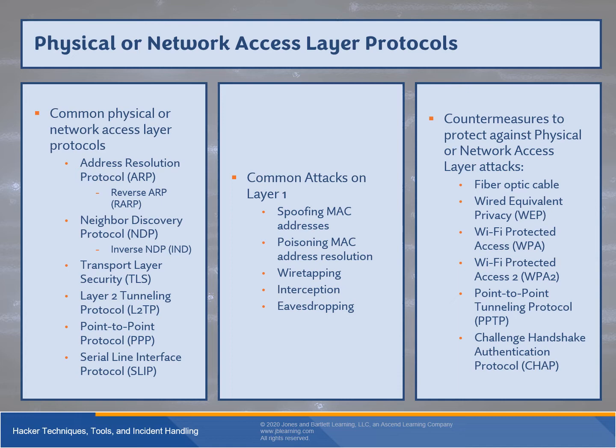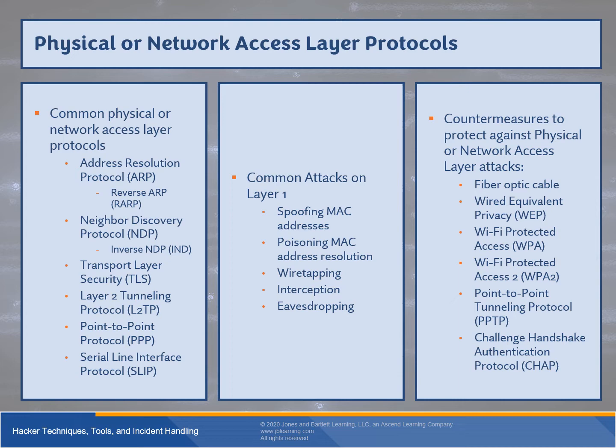Common attacks on layer 1 will be spoofing MACs, poisoning MAC address resolution, basically trying to impersonate a device that should be receiving traffic, wiretapping, interception, and eavesdropping. To countermand against this, fiber optics, which are very hard to eavesdrop on in most cases. WEP is a countermeasure, but it's very easily broken, so do not use it. Wi-Fi Protected Access, a little bit deprecated now. WPA2, which is the improved version. WPA3 is considered to be much better, but it has not been as widely adopted. The devices that it needs to have out and about have not been adopted as widely. So over the next couple of years, you're going to see WPA3 become more and more prevalent.